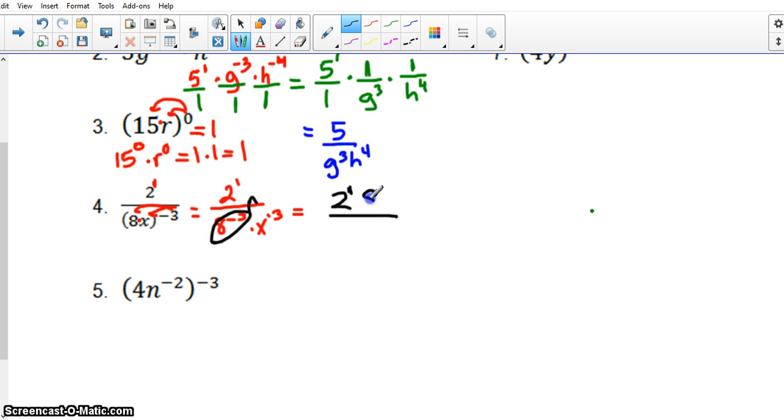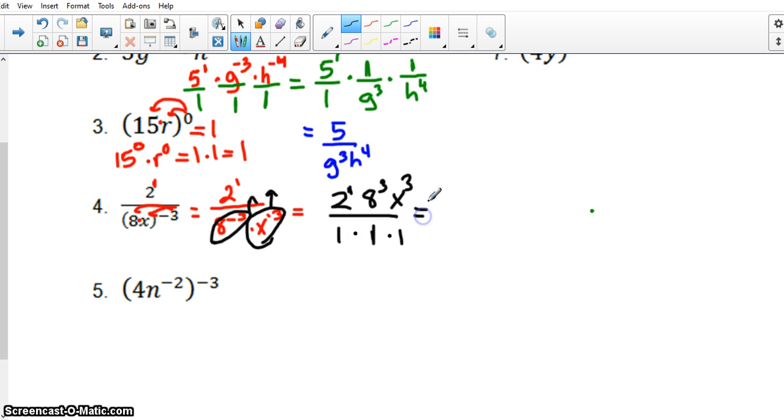So the 8 to the negative 3rd becomes 8 to the 3rd up in the numerator, and I'm going to put a 1 as a placeholder. Same thing with the x to the negative 3rd. It's in the bottom, wrong place, so I'm going to move it up top, and I'm going to put that 1 as a placeholder. Remember, if you already have a fraction established, you don't need to create one.